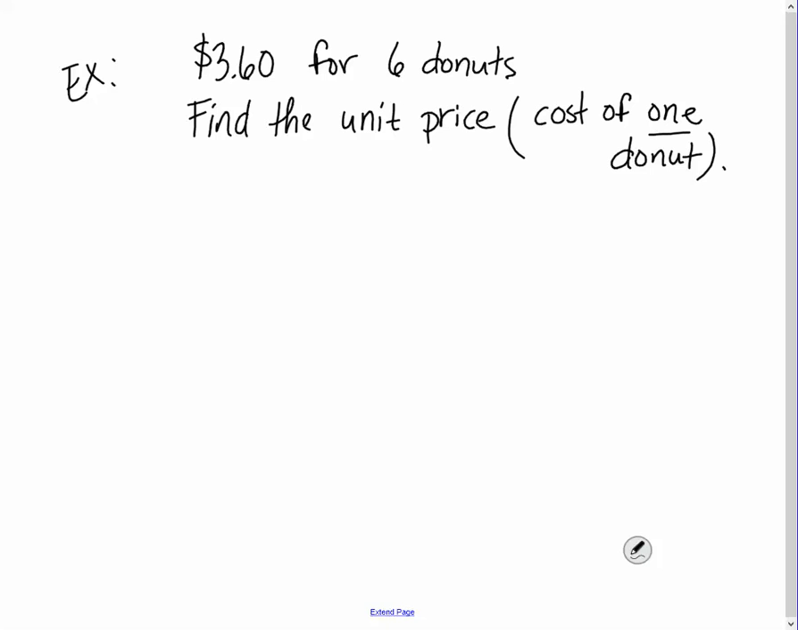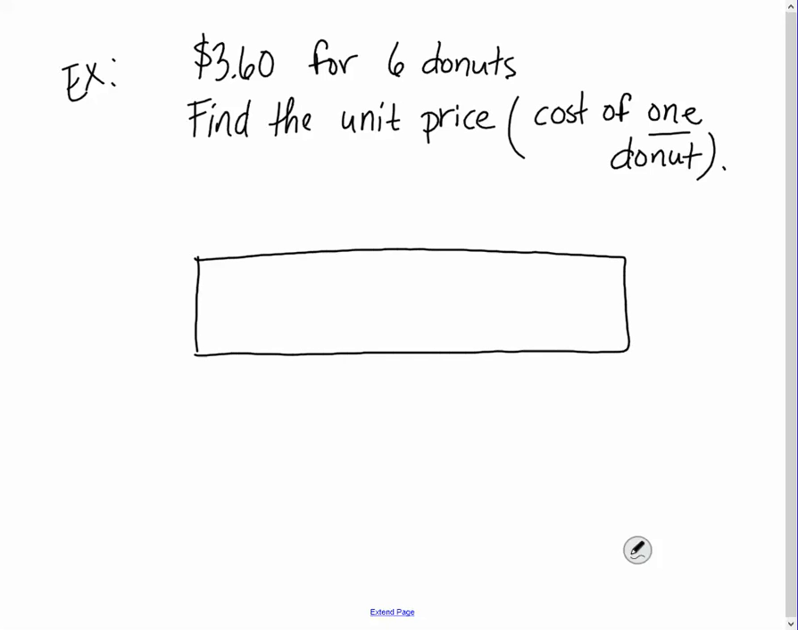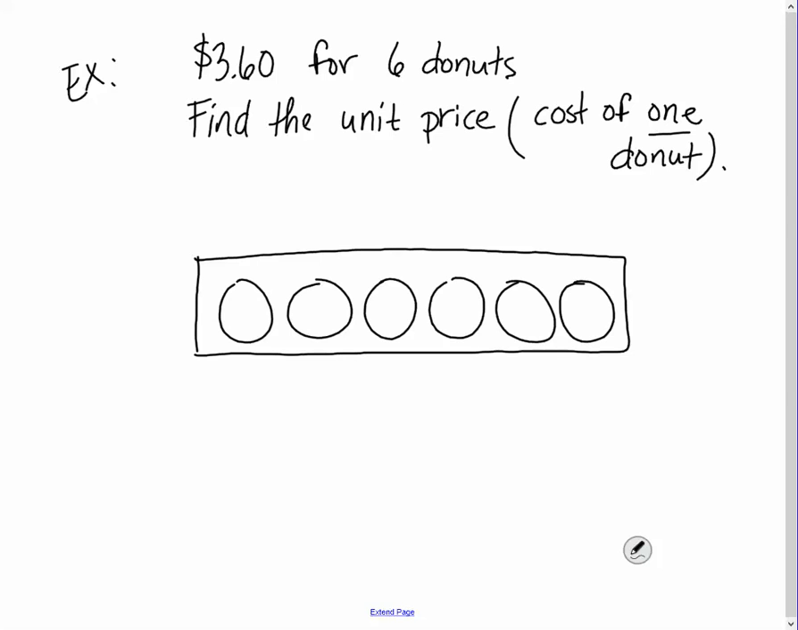Now, we're going to use an operation to do this. You would have used a tape diagram last year, but I'm just going to visually show 6 donuts. All right, so I've got 6 donuts here. How would I find the price of 1 donut? I know all of them are $3.60. How would I find just 1 donut? Isabella? $3.60 divided by 6. Perfect, nice job.